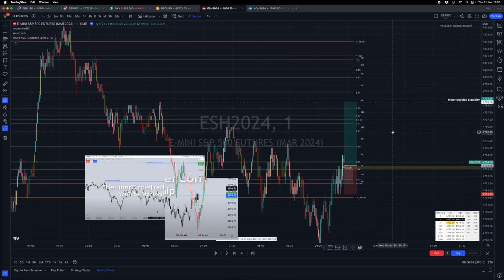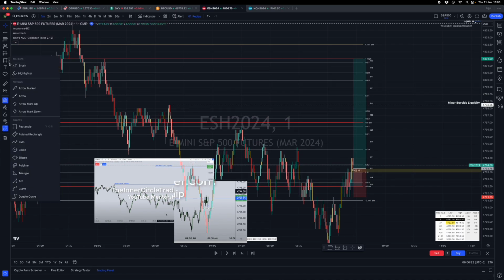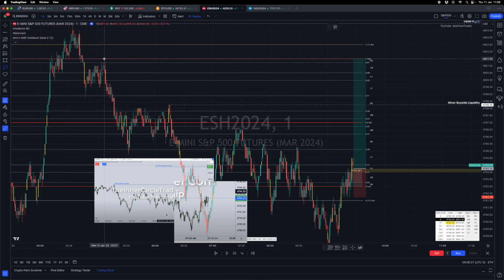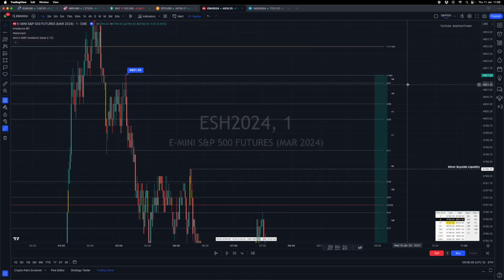Where would you logically expect to exit? You can try to aim for the high of the dealing range. Do you see how this piece of liquidity matches the high of the dealing range exactly? Price label 4801.5, 4801.25. Let's make sure that's right. There we go, 4801.5. The midpoint of the rejection block is the quarter.